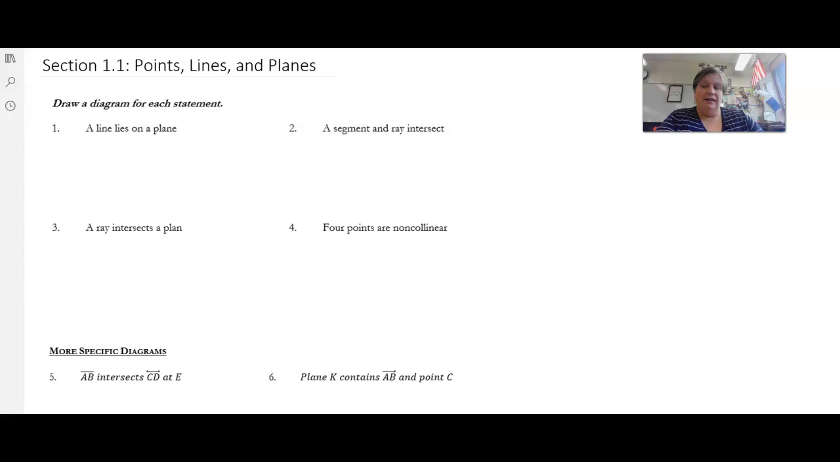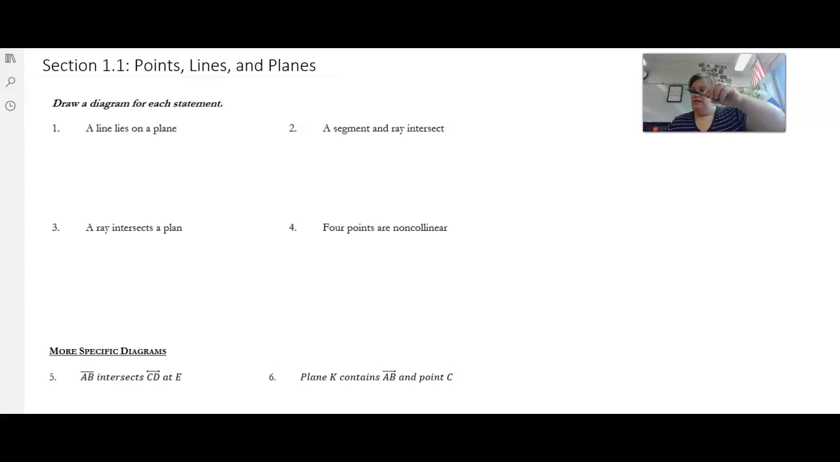And so a line lies on a plane. So visually, let's see what that looks like. Okay, so we're going to say that this pen is my line. It doesn't have arrows going both ways, but that's essentially what it's going to do. And I'm going to choose something heavier for right now. This folder is my plane. So a line lies on a plane looks just like this. The line is on the plane, which makes sense like this.